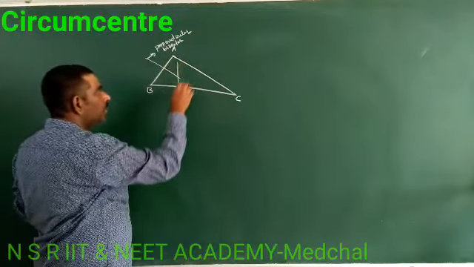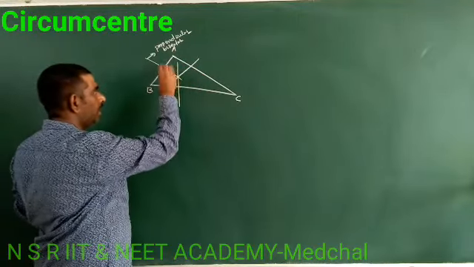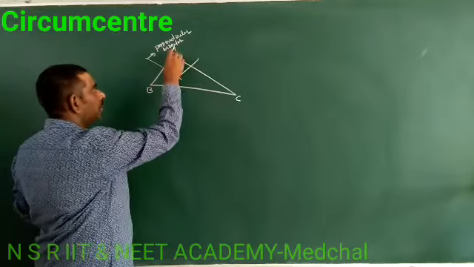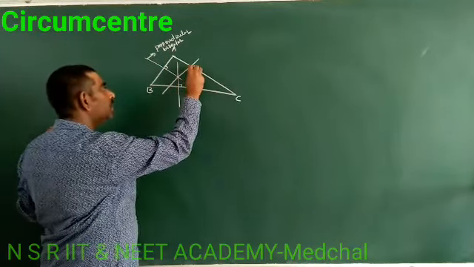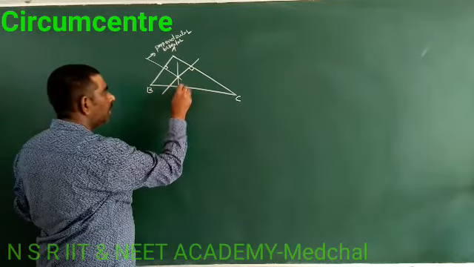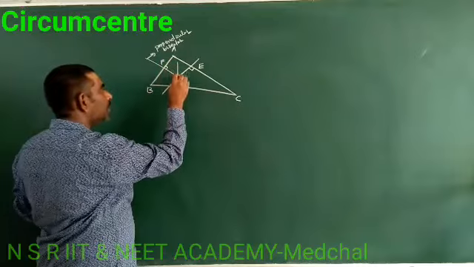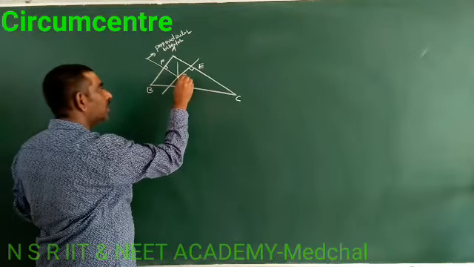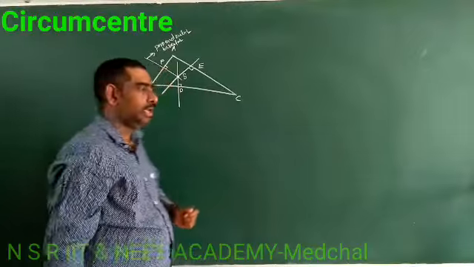So we have three perpendicular bisectors of the triangle. This one is perpendicular and this one is also perpendicular to the side. So these three are perpendicular bisectors. The intersection point of these perpendicular bisectors is called the circumcenter. It is denoted by S.